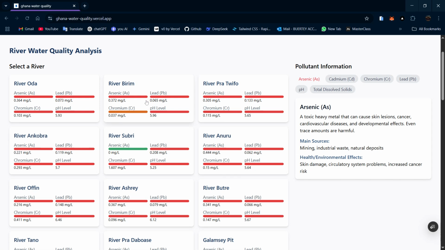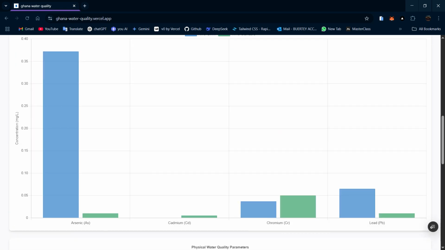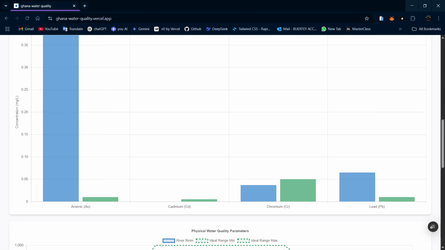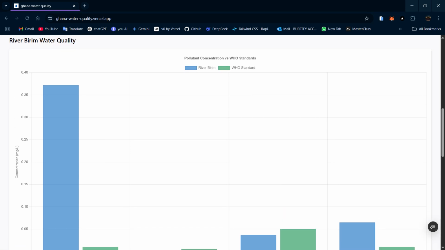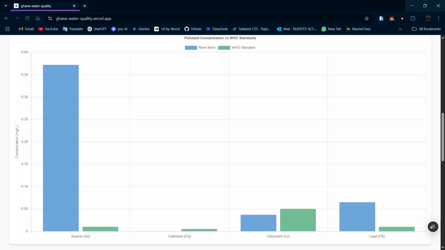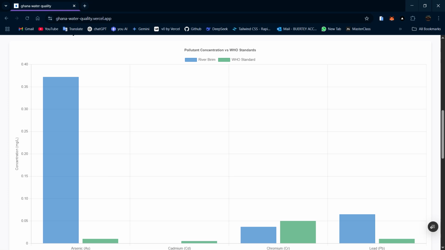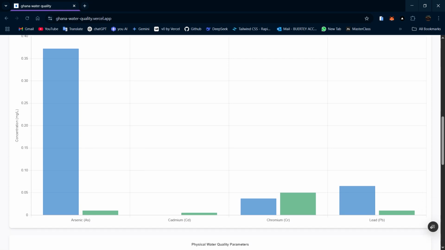So let me go to River Brim. I click on River Brim and go to the visualization. I can see that for River Brim, the chromium pollutant is lower than the WHO standard, which makes it less harmful. But the arsenic level for River Brim is higher than the WHO standard, so it becomes more harmful. The lead is also higher than the WHO standard, so it's also more harmful to the environment.